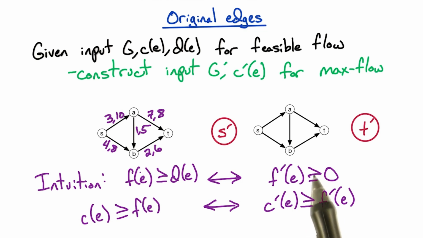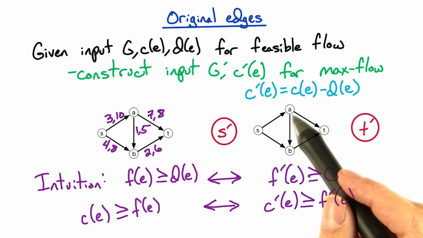Now the idea is that we want flow 0 in this new network to correspond to flow D in this original network. So this flow is going to be a shift of this flow by D units. So we're going to shift the capacity as well by D units.